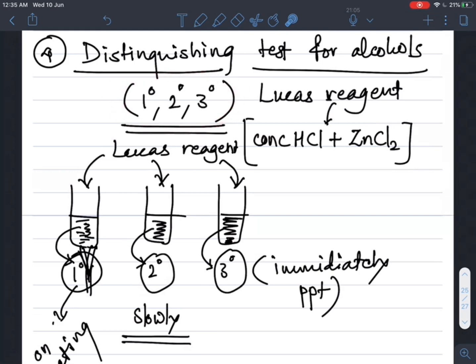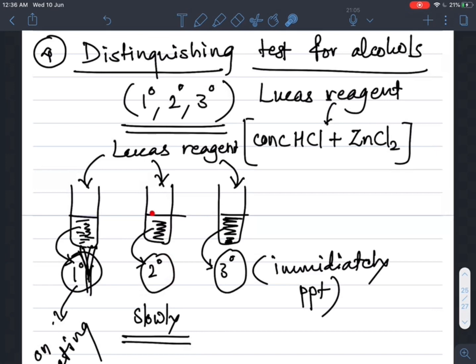So what happens, see once again, if we take three types of alcohol solutions, an aqueous solution of primary alcohol, secondary alcohol and tertiary alcohol, and add Lucas reagent to these three test tubes? Tertiary alcohols are highly reactive, and they immediately react with this mixture of concentrated HCl and zinc chloride, that is Lucas reagent, and instantly there is a formation of turbidity. We can identify this is the tertiary alcohol.